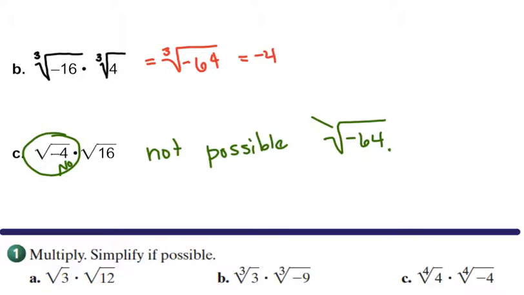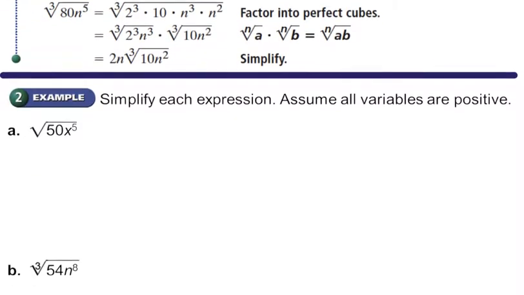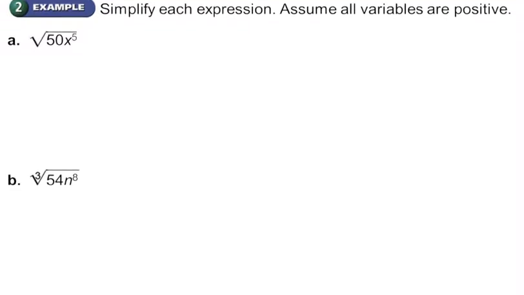All right, moving on to the next example, simplifying radical expressions. Now this is going to be the numbers in addition to the variables, so it definitely does step it up a notch. All right, so you've got the square root of 50x to the fifth.